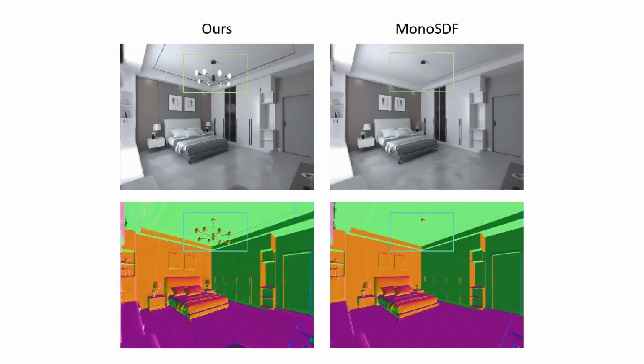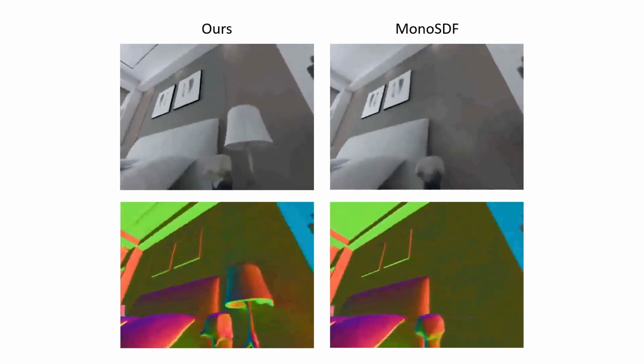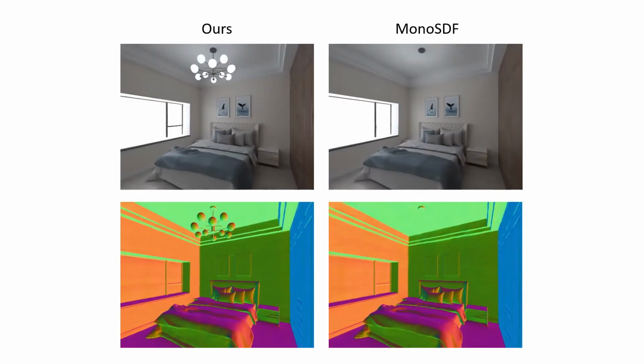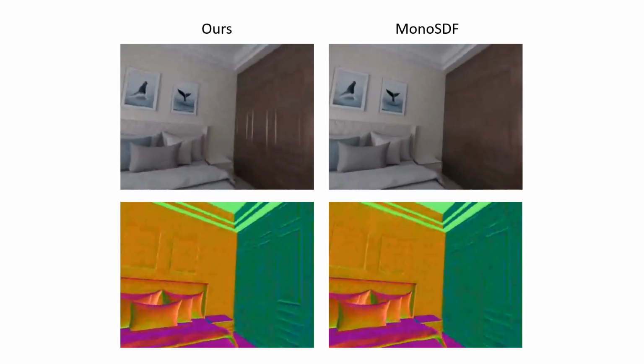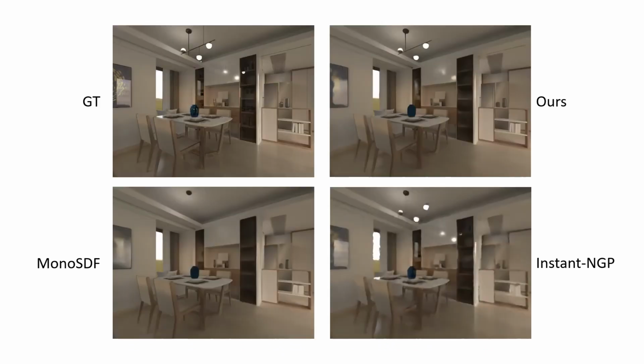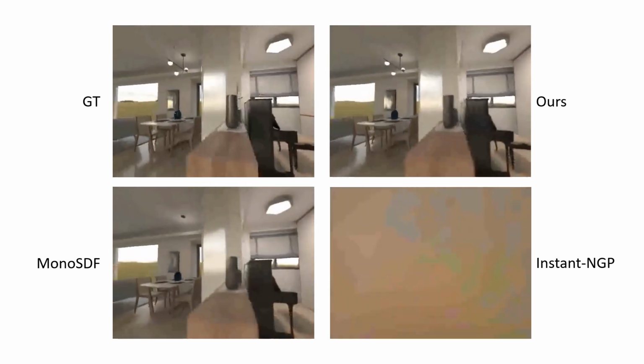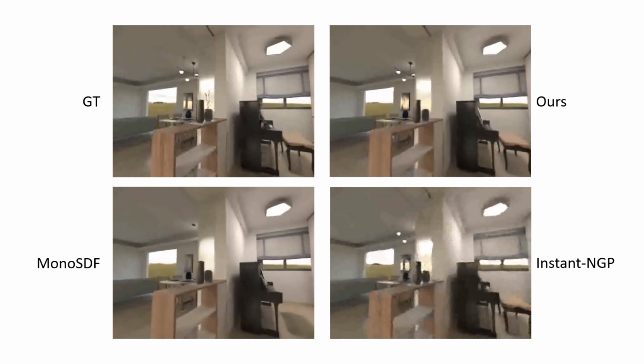Firstly, we show the reconstructed geometry by our method. We demonstrate the reconstructed normal maps in moving views. Note that our method reconstructs the chandelier where MonoSDF fails. Next, we present results of novel view synthesis. For baseline methods, MonoSDF fails to render thin structures, while Instant-NGP suffers from overfitting to training views, causing severe artifacts in novel views.